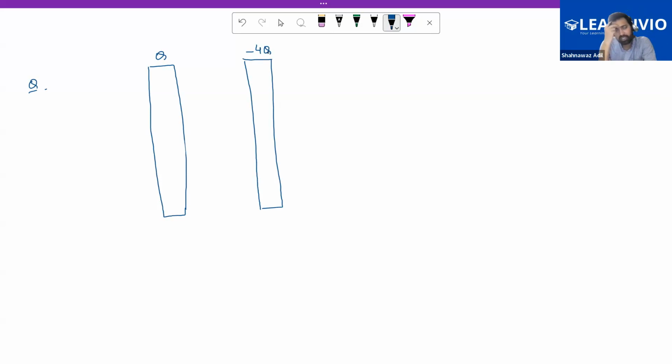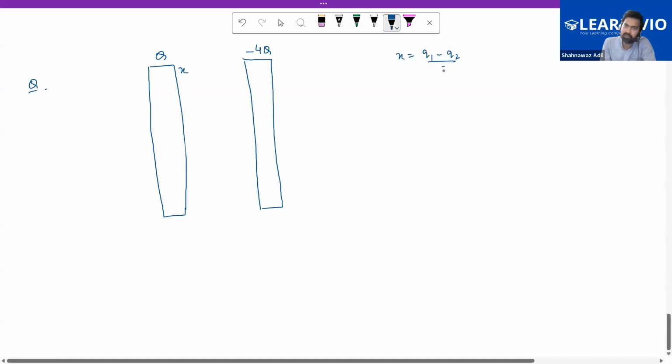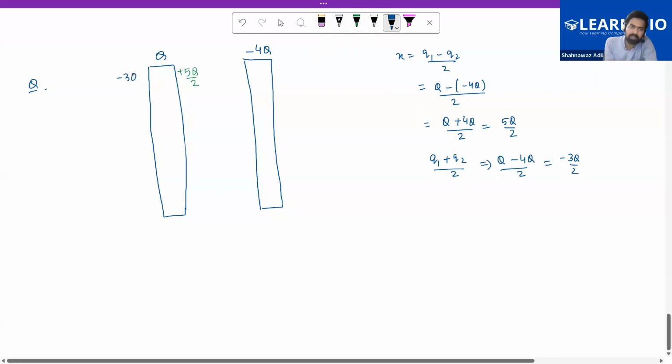Now we can directly solve this one, because x would be how much? This is Q1 minus Q2 by 2, right? So Q1 is q minus of minus 4q divided by 2. So this is q plus 4q by 2, which is 5q by 2, right? So this is simply plus 5q by 2. And the other side would be Q1 plus Q2 by 2. So how much is this one? This is q minus 4q divided by 2, which is minus 3q by 2. So this would be minus 3q by 2. And then this is minus 5q by 2, right? So if this is minus 5q by 2, so this side would be how much?